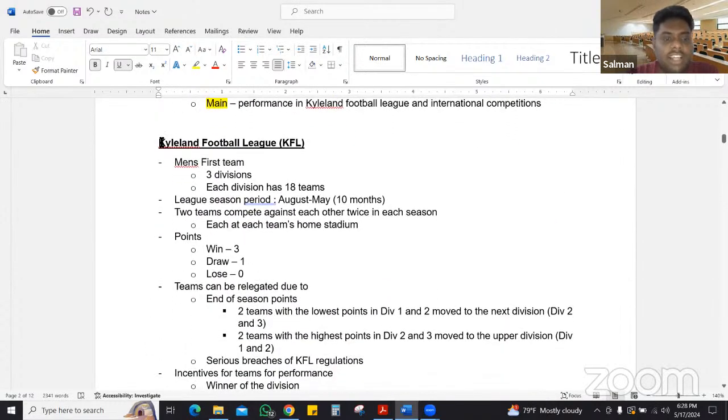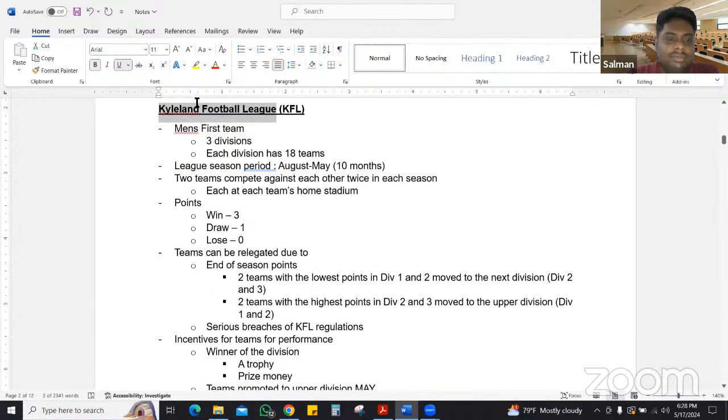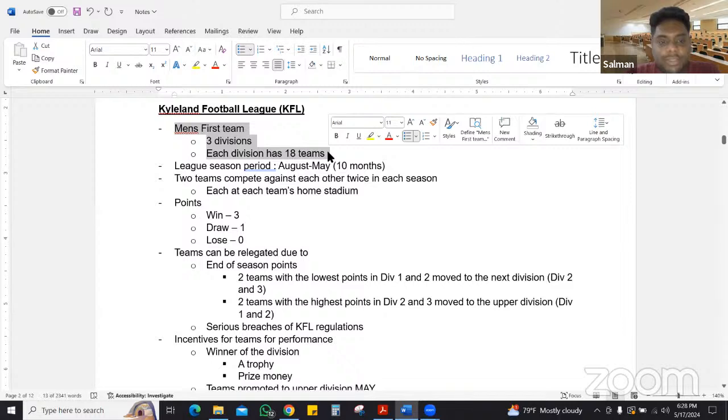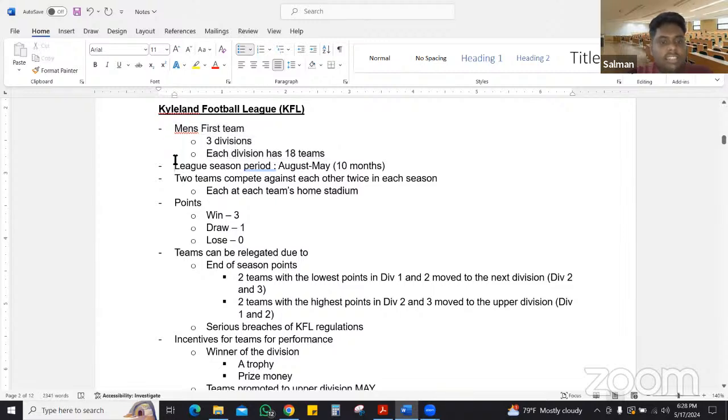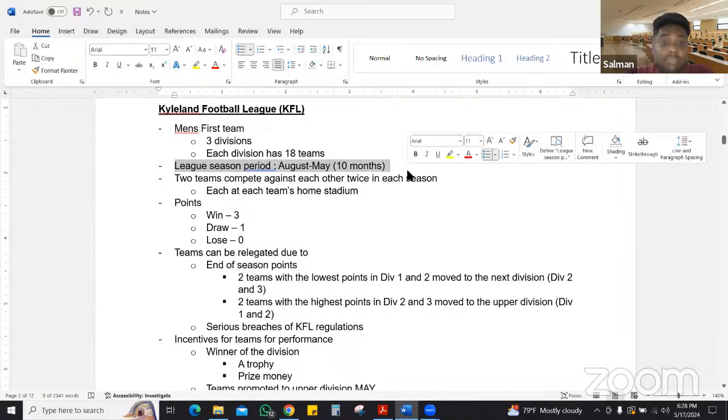Now let's start with the Thailand Football League. I'll call it KFL. The men's first team has 3 divisions. Each division has 18 teams. The men's first team, that's the main team. They have 3 divisions, each with 18 teams, so 3 divisions has 54 teams. The league season period starts from August and ends in May. So it goes for 10 months, my goodness. It's fixed as a standard, August to May.